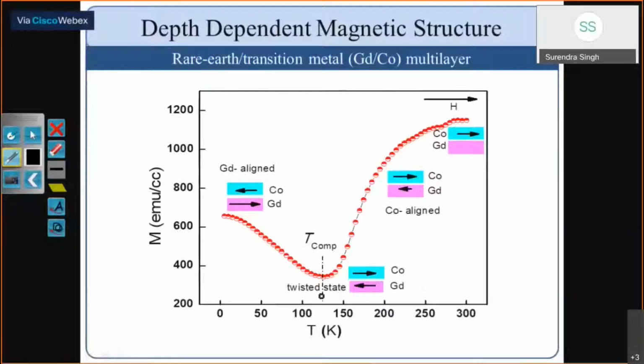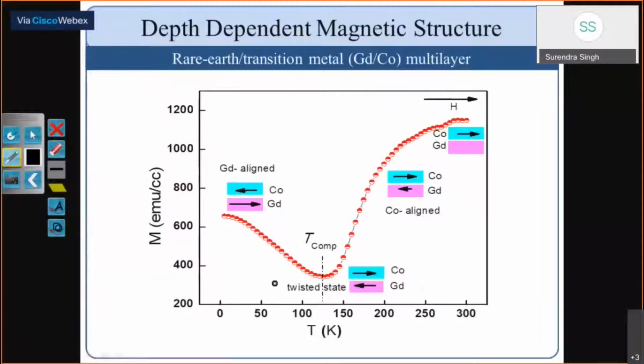When we further decrease the temperature, we get a compensation, where the total moment becomes near zero, because the cobalt moment is along one direction and the Gd moment is developing, and both are cancelling each other, giving about zero magnetization. Though in this case we didn't get zero magnetization, because we are getting additional features, which we will come to later. We'll see from the PNR study why we didn't get the complete compensation here.